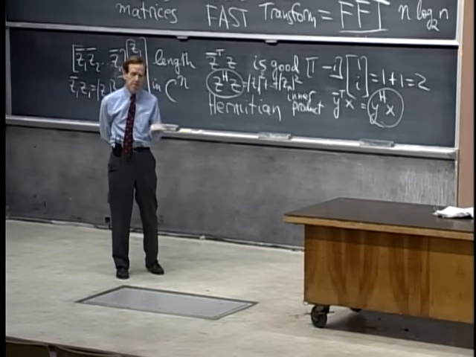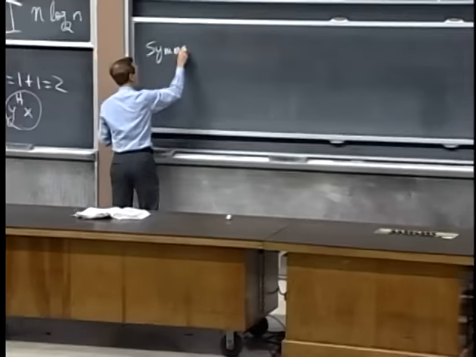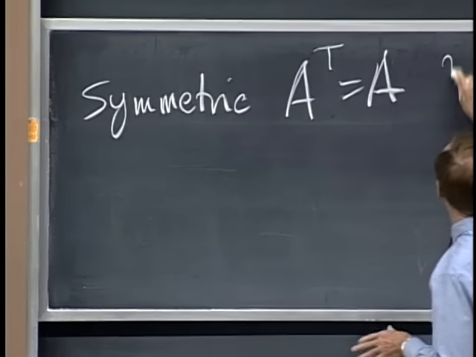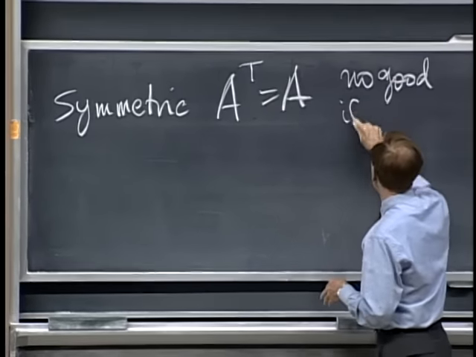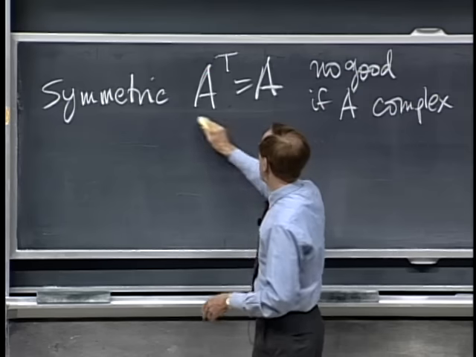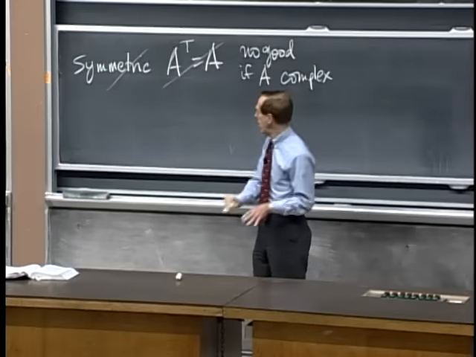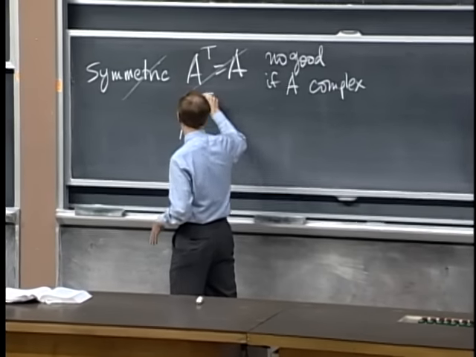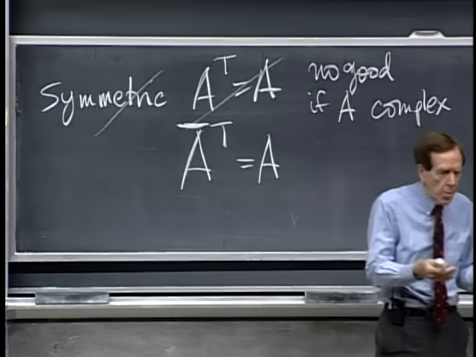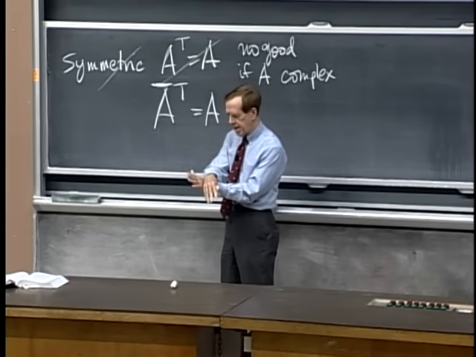We've got to change the idea of a symmetric matrix. So I'll just recap on symmetric matrices. Symmetric means A transpose equals A, but no good if A is complex. That applies perfectly to real matrices. But now if my matrices are complex, I want to take the transpose and the conjugate to equal A. So that's the right complex version of symmetry. The symmetry now means when I transpose it, flip across the diagonal, and take conjugate.